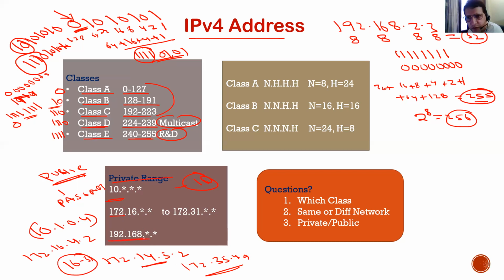And in class C, if you see 192.168.anything, that's a private IP. The rest others are public IPs. So these are private IPs. You are not paying for it.